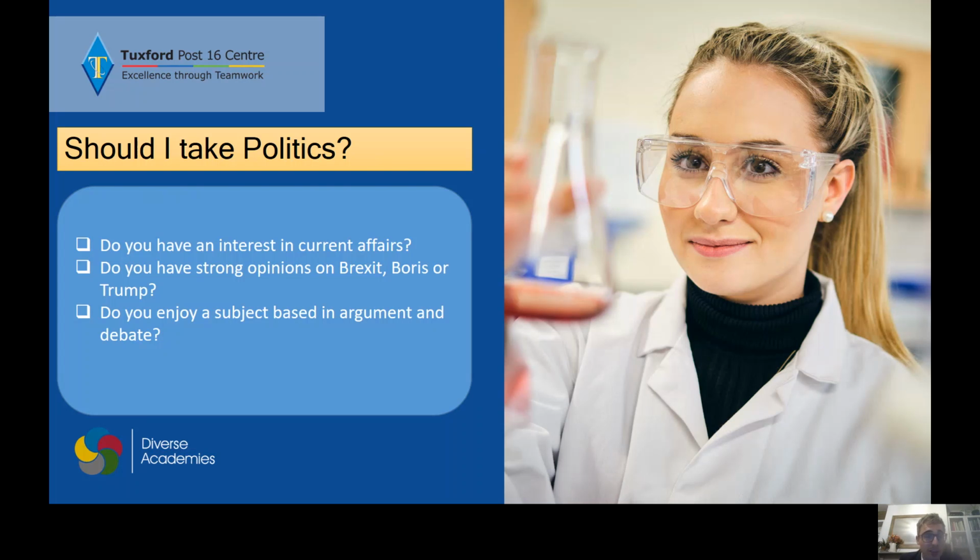If you're interested in current affairs, if you're interested in the news, it's brilliant. If you've got strong opinions on Brexit, on Boris, on Trump, take it. If you think you like to argue about things, you're maybe thinking of going into law, you're interested in history, you're interested in sociology, you're interested in English, this subject goes really well. One final subject, surprisingly, that politics goes really well with is maths. So if you're interested in maths, it can work very well, because you can get a job in psephology where you study elections and voting, which is a really lucrative career if anyone's thinking about doing that.